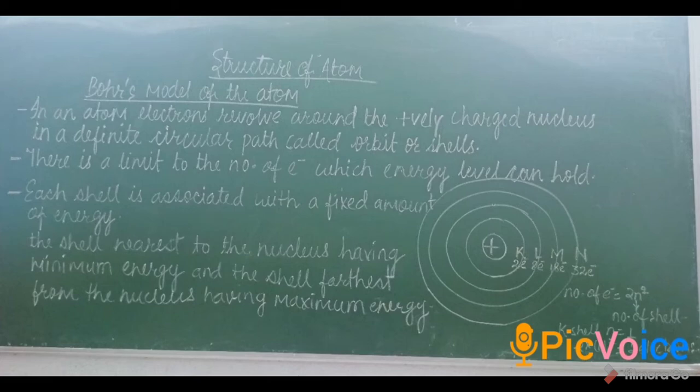Next, each energy level or shell is associated with a fixed amount of energy, that is, the shell nearest to the nucleus has minimum energy and the shell farthest from the nucleus has maximum energy. Next, there is no change in the energy of the electrons as long as they keep revolving in the same energy level, and that's why atoms remain stable.